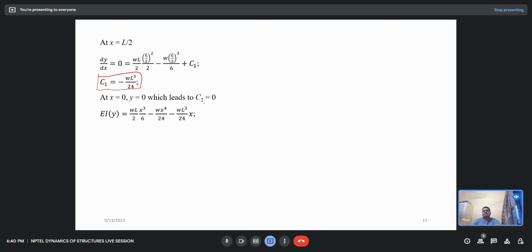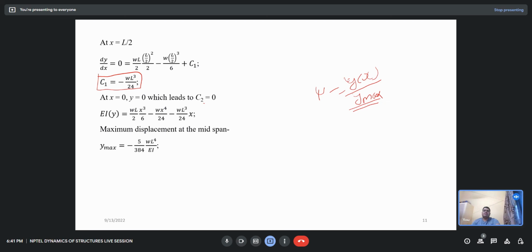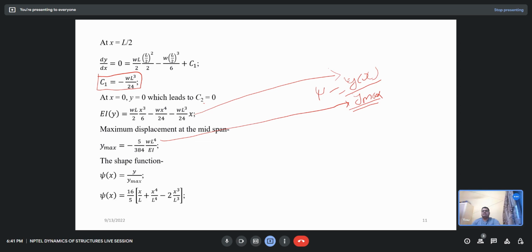Now what will be my maximum deflection at the center? What is my shape function? Shape function is the displacement at x distance divided by the maximum displacement. So y max, the maximum displacement at the mid span: if I put x is equal to L by 2, I will get y max is equal to minus 5 by 384 WL4 divided by EI. If I put this value in, I will get the shape function psi x is equal to y divided by y max. So that is my shape function.